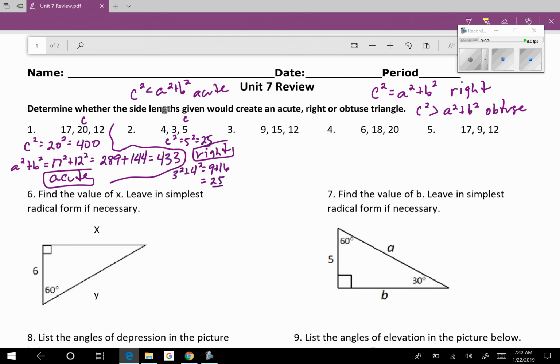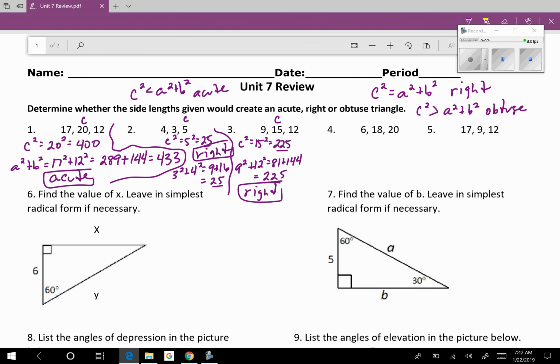All right, next one here, 9, 15, and 12. 15 is our c, so c squared is 15 squared, which is 225. And then we have 9 squared plus 12 squared. So we have 81 plus 144. And so that's 225. So c squared and a squared plus b squared are equal, so it is a right triangle.